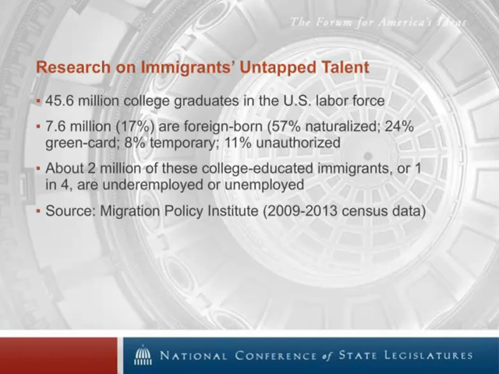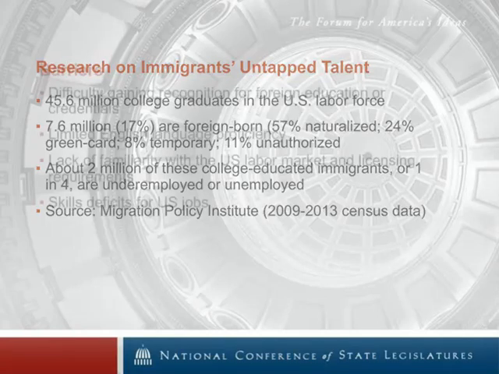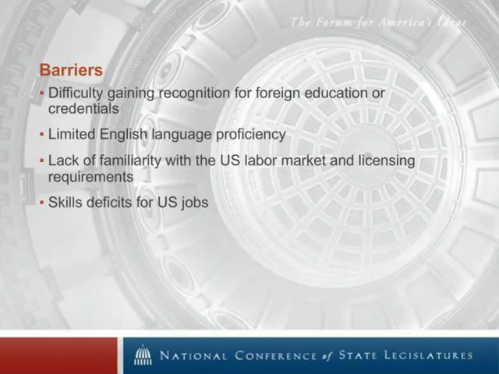As was stated in the introduction, there are several normal barriers. Some of the barriers that have been mentioned in the introduction were difficulty gaining recognition for their foreign education or their credentials, some limited English language proficiency, some lack of familiarity with licensing requirements in the United States, and some skills deficit for jobs in the United States where they may have had a gap since their education and they need to advance, such as in healthcare or engineering.